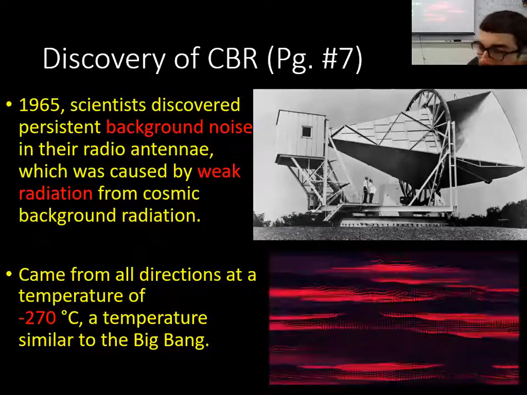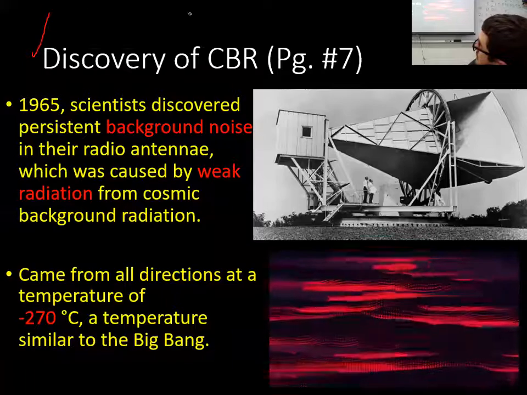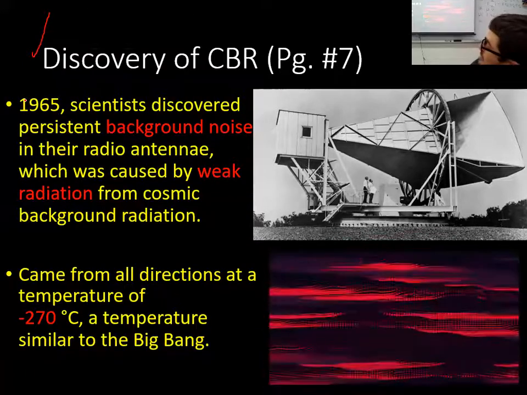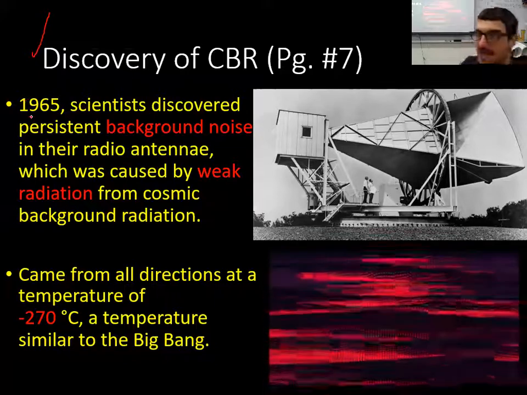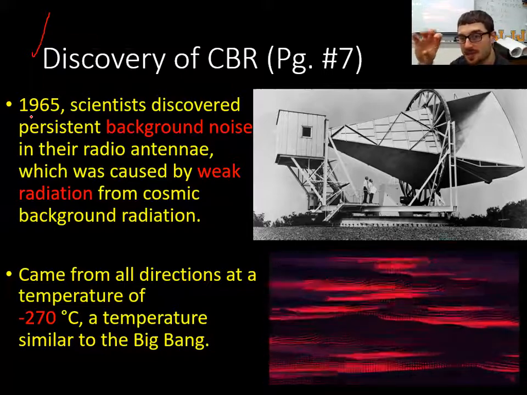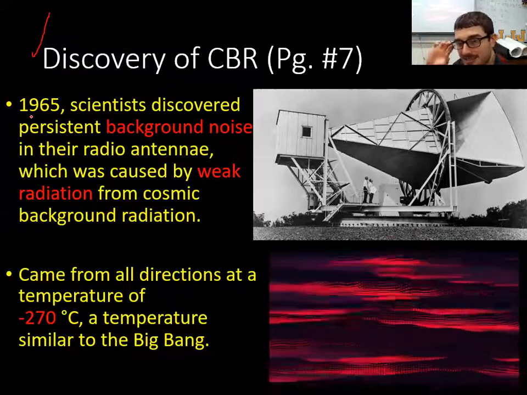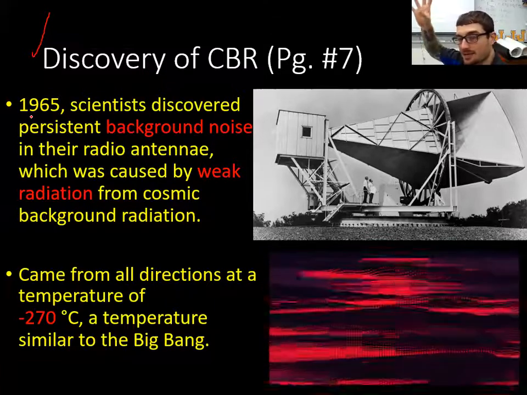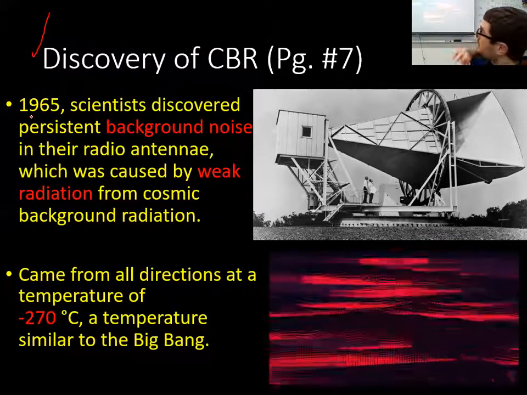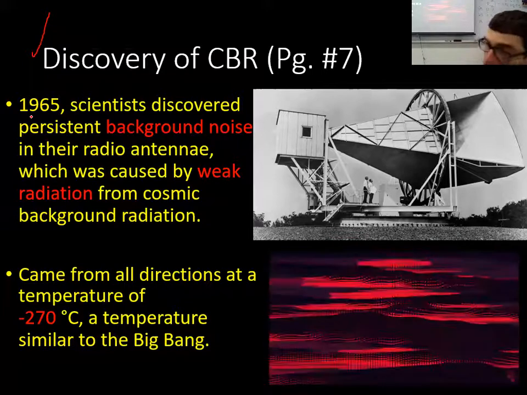Let's get into the details on that discovery, right? So when and where, again, discovery of CBR, this is on page 7. In 1965, scientists discovered persistent background noise. It's the same reason why when you tune a radio, in between the stations, it makes those weird static noises, right? That static is the background radiation that's blocking the signals in space, or from antennas here on the surface. So the background noise was being caused by the radiation from the cosmos.